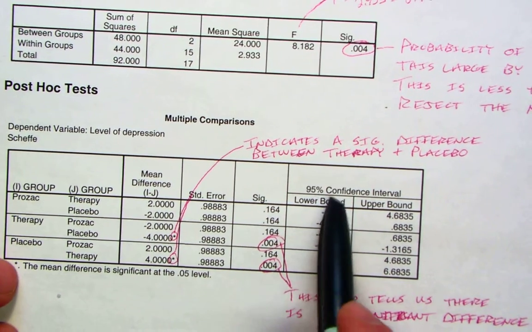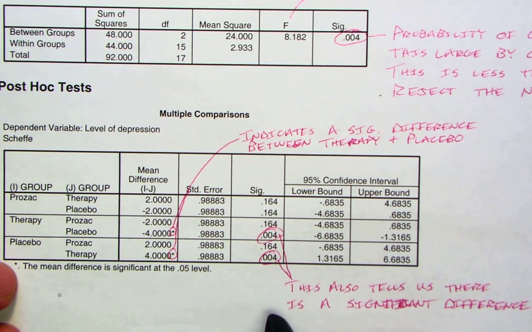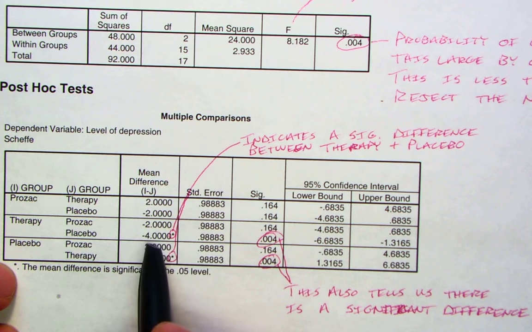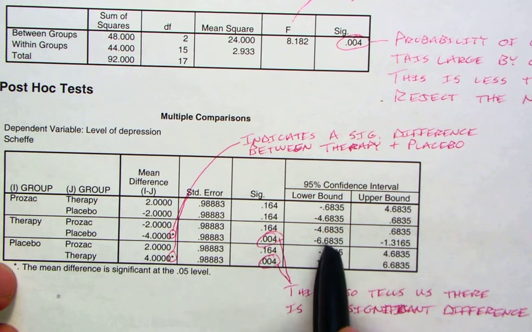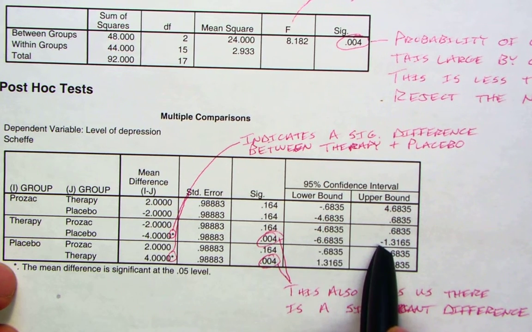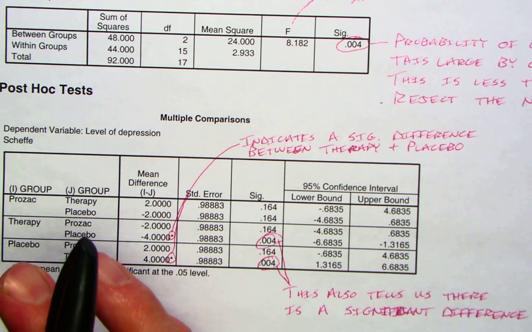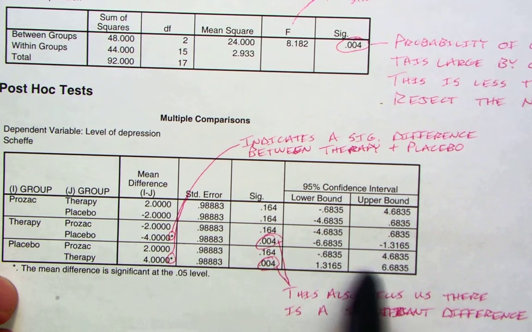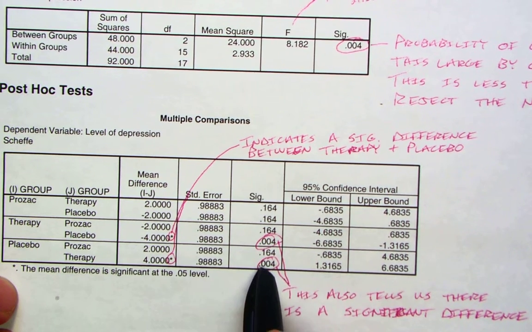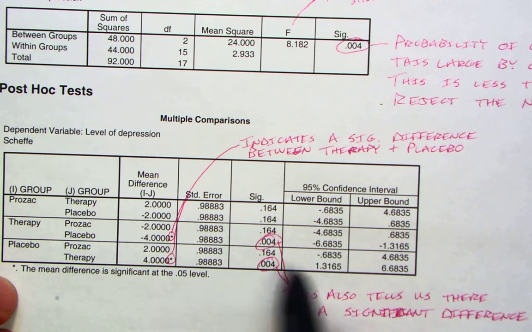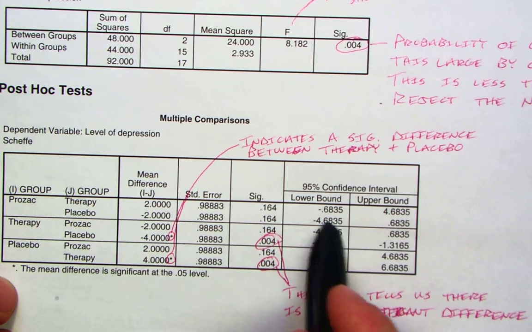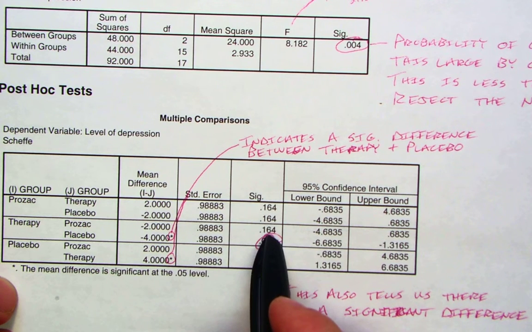The third place where we could see it is in this 95% confidence interval. This is a confidence interval for this mean difference. If this confidence interval doesn't cover 0, and 0 would be the null hypothesis for the mean difference, then it would be statistically significant as well. You'll notice that the only ones where the confidence interval doesn't cover 0 are for these statistically significant ones. The other ones have a negative number and a positive number, and those were not significant.